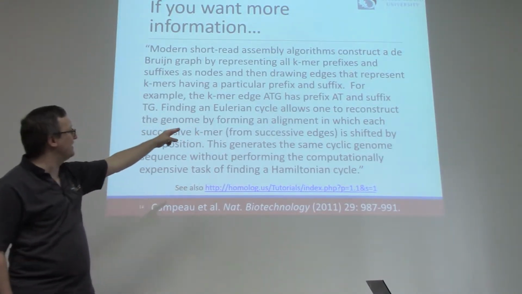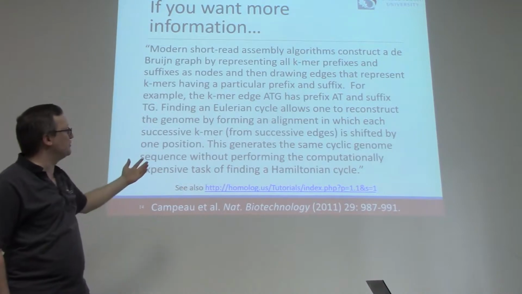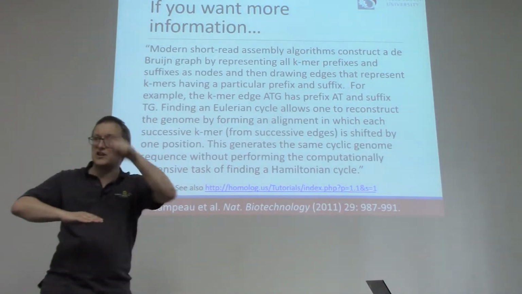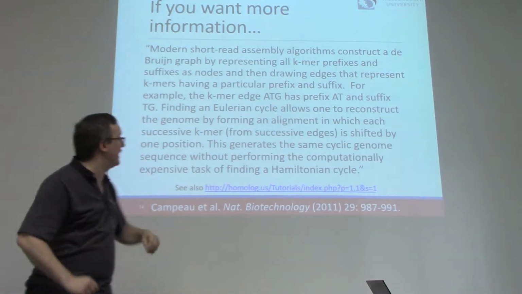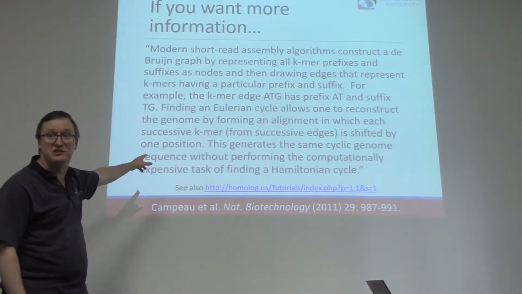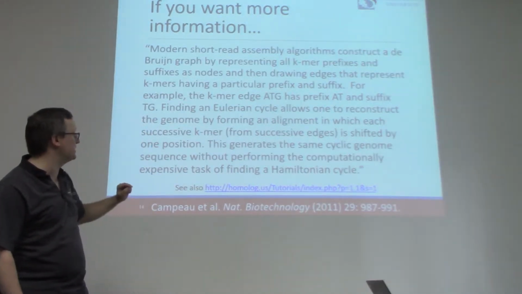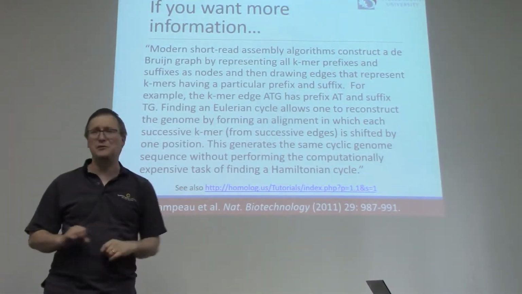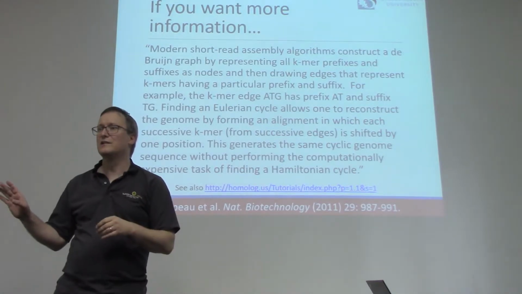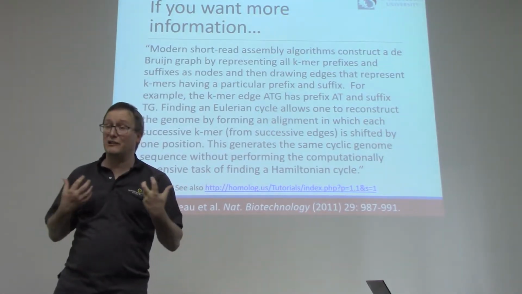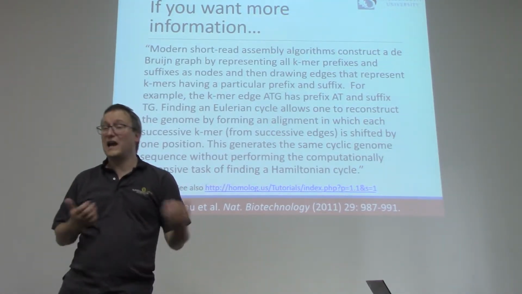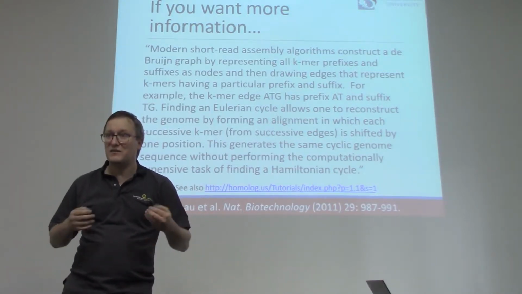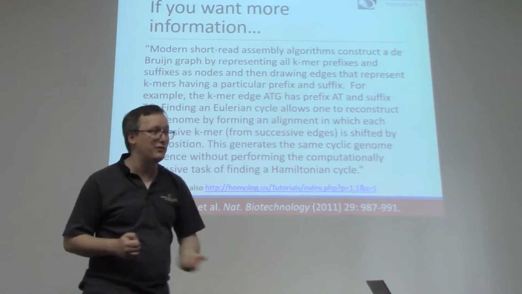Finding an Eulerian cycle allows one to reconstruct the genome by forming an alignment in which each successive k-mer, following edge to edge to edge to get each additional letter added, is shifted by 1 position. This generates the same cyclic genome sequence without performing the computationally expensive task of finding Hamiltonian cycles, the old way to do it. So this is a great complexity, and a guy got his PhD for figuring out the process, and this is how our sciences keep moving forward.